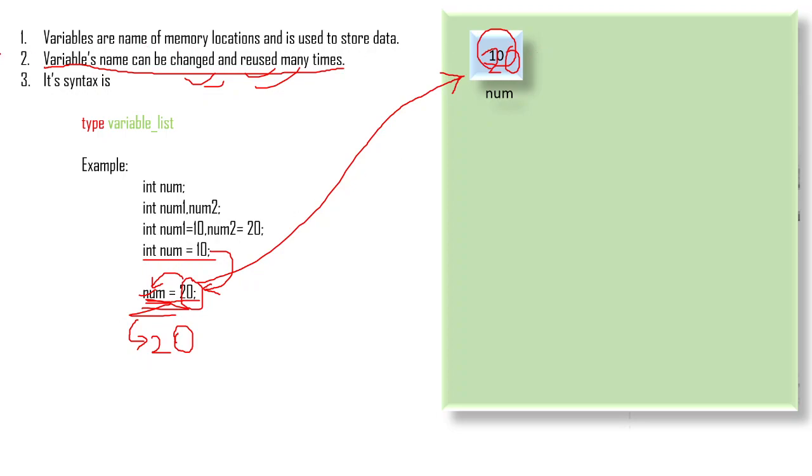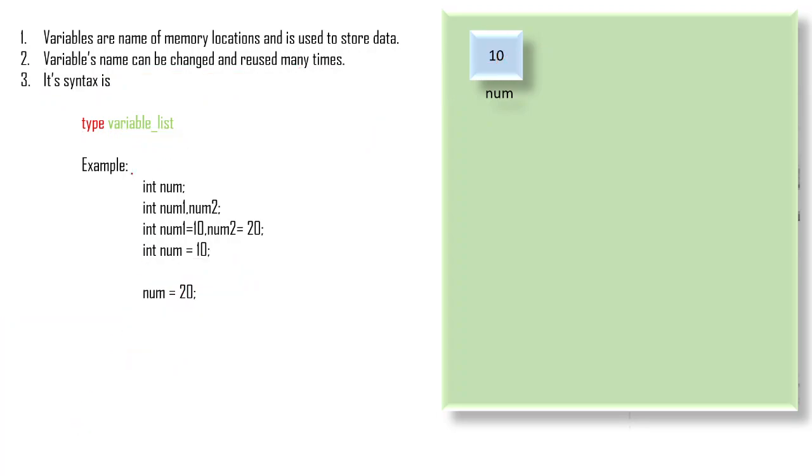Okay, and the third point is, its syntax is like this: type, then the variable list. This type we will discuss just after this slide. Just focus on this variable list part. We are saying variable list because, just like a list, there are multiple data or multiple names, similarly we can also define these variables like this.